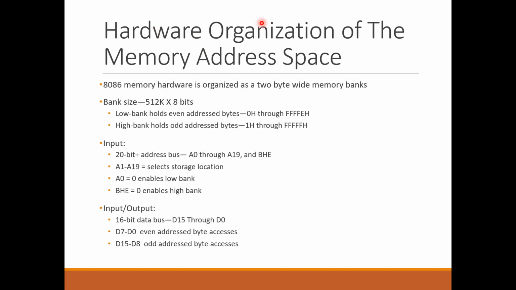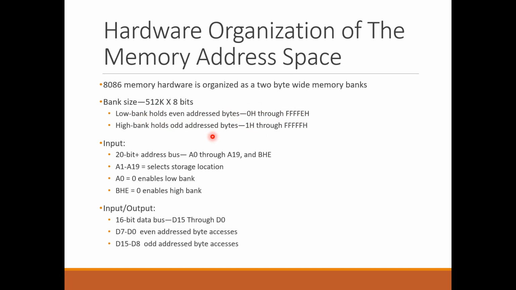Let's see the hardware organization of the memory address space, or the memory, of the 8086 microprocessor. We know that the 8086 microprocessor's memory is 1 megabyte. This megabyte is divided into 2 parts, called the low bank and the high bank, and each bank is 512 kilobytes. The low bank holds the even addresses, and the high bank holds the odd addresses. That means from location 0 up to FFFE, this one includes only the even memory locations, and the other, from 1 up, only the odd memory locations.